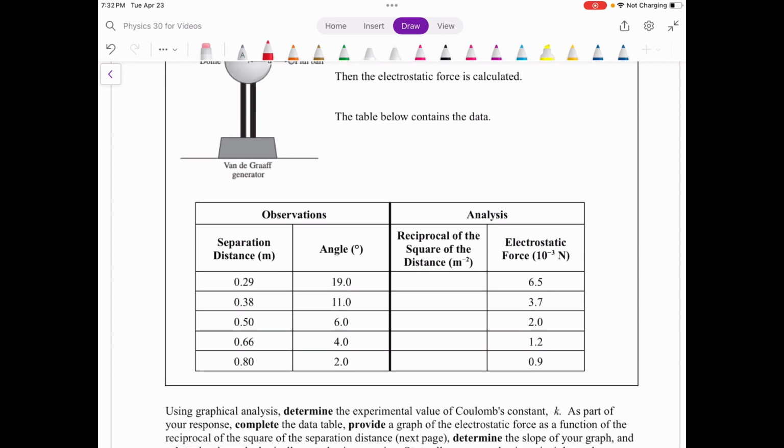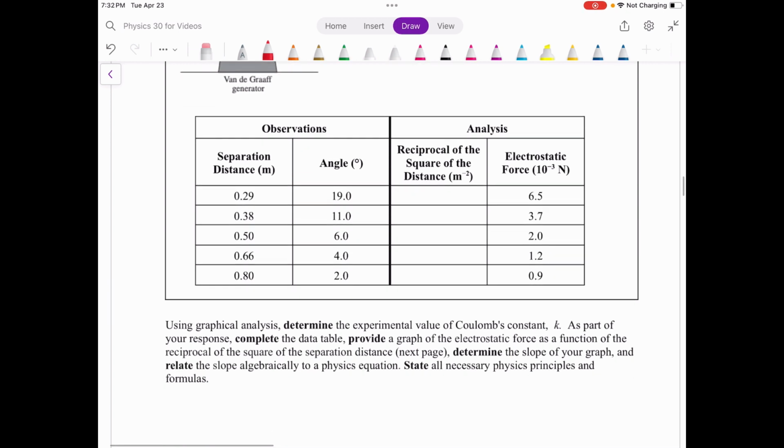Wow, okay, they were actually very nice here. They gave us a lot of information. Let's just look at what we have to actually do. So using graphical analysis, we want to determine the experimental value of Coulomb's constant, K. As part of your response, complete the data table. Provide a graph of the electrostatic force as a function of the reciprocal of the square of the separation distance. Wow, that's very nice. They're even telling us how to straighten the graph.